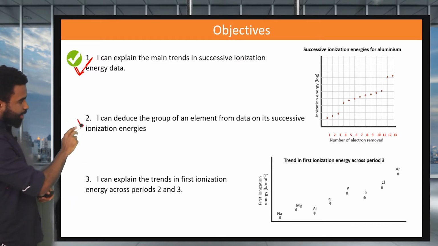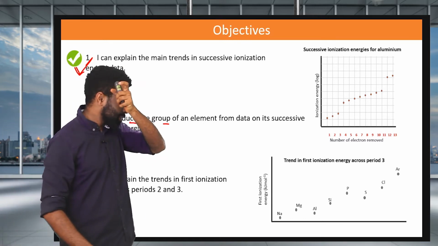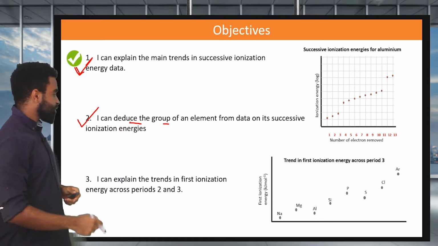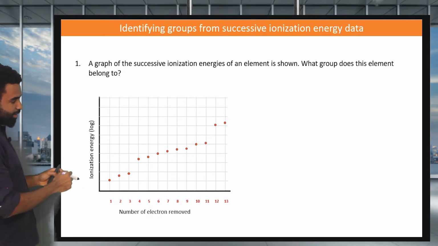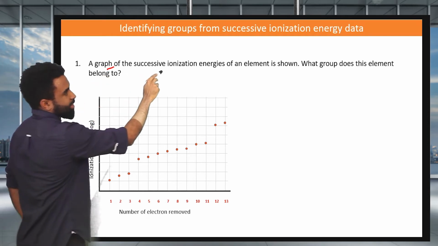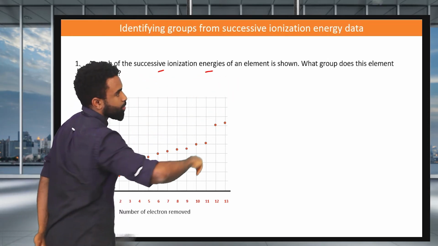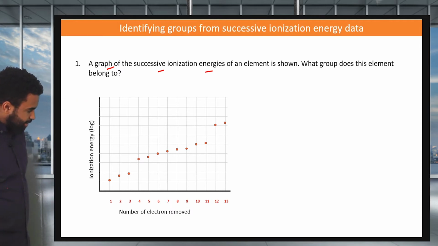Okay, secondly, we'd like to deduce the group of an element from data on its successive ionization energies. So how do we do that? Let's look now, for example, at this picture. It says a graph of the successive ionization energies of an element is shown. What group does this element belong to? How do we make such a decision? How do we figure out what group this element belongs to?